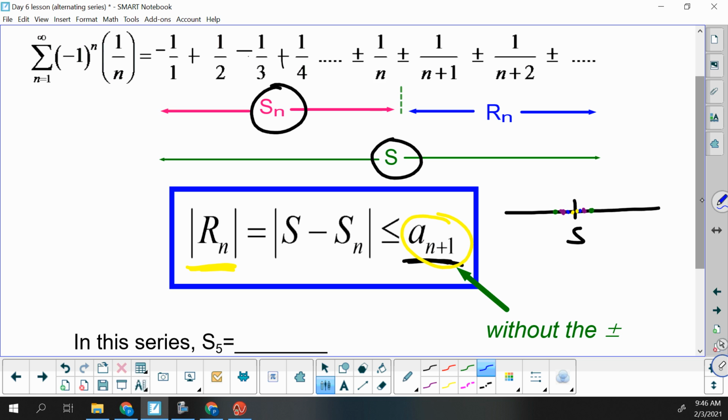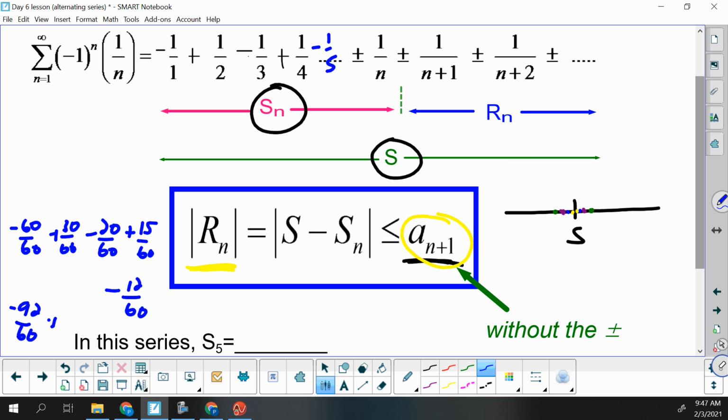the next one here, so we had minus plus, so we would have a minus 1/5. Well, we could think of this as negative 60 over 60 plus 30 over 60 minus 20 over 60 plus 15 over 60 minus 12 over 60. The negatives would give us negative 92 sixtieths. The positives would give us 45 sixtieths. So this would then give us minus 47 sixtieths for our fifth partial sum, our S5.